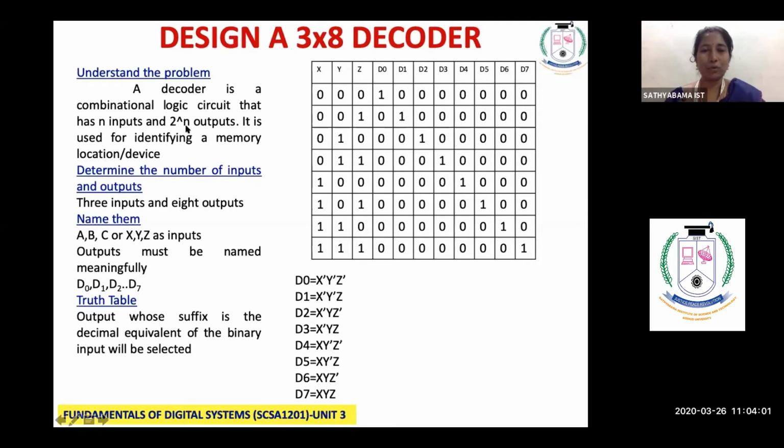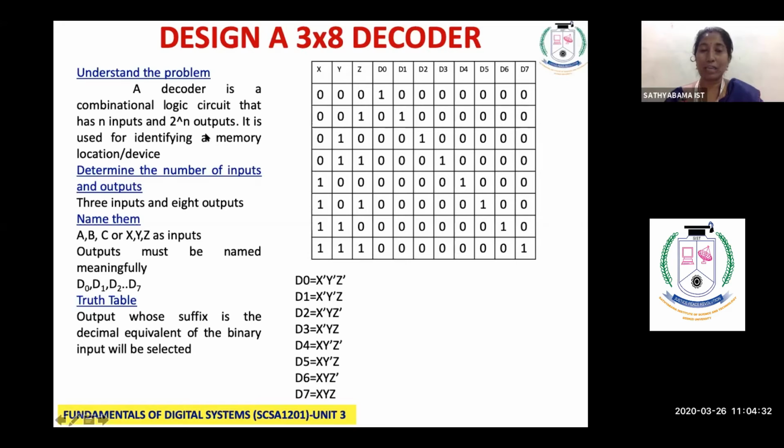I said 2 devices, right? So 2 outputs. So for 2 devices, 2 power n should be equal to 2. So what should the n value be? 1. So 2 power 1 is 2. So I am saying 1 input. I am right. So if you have 2 devices, 1 input. Then I said 4 devices means 2, right? Let us check whether I am right. 2 power what is equal to 4? 2 power 2 is equal to 4. So 2 inputs. Yes, I am right.